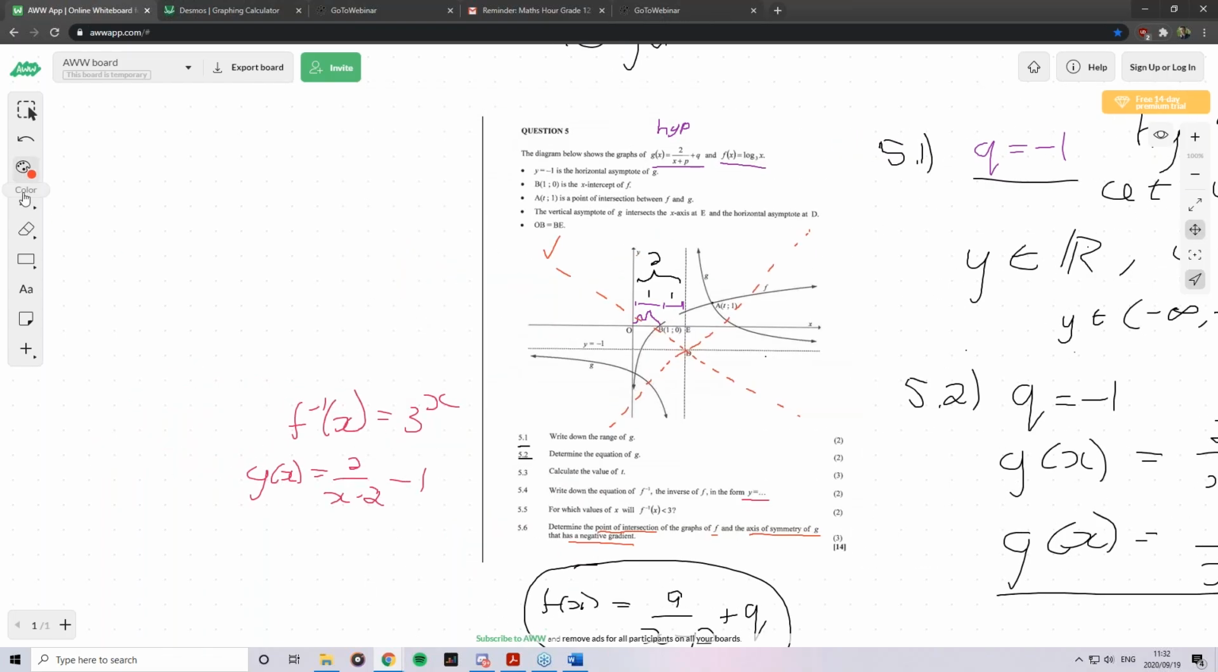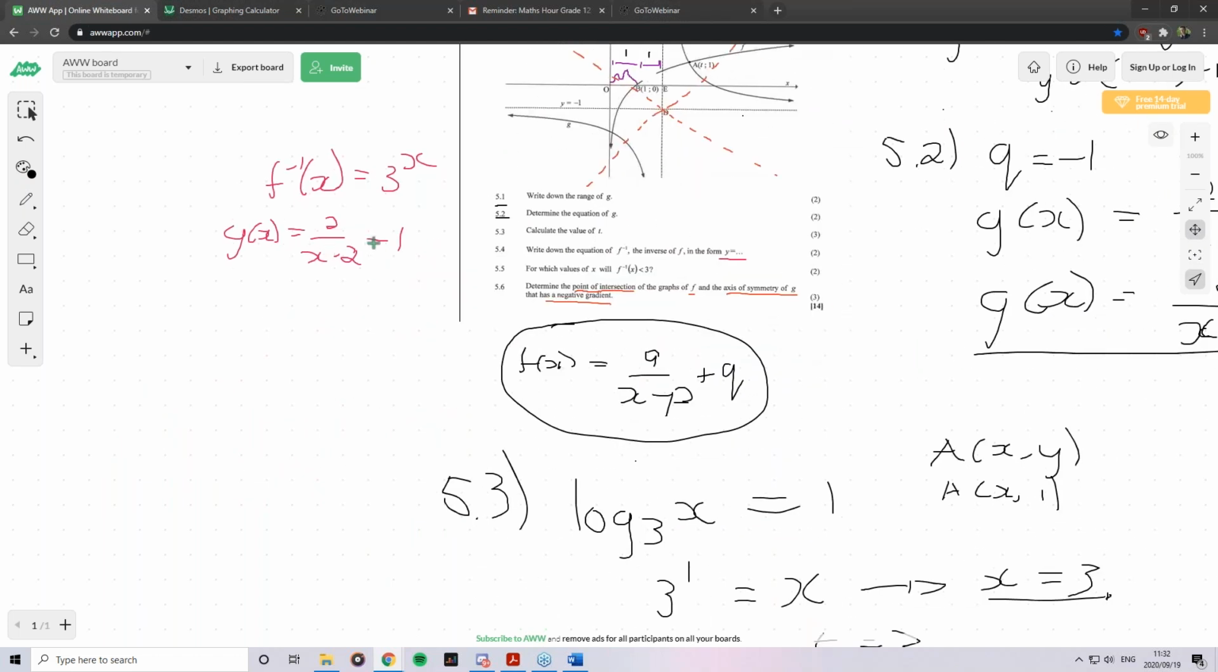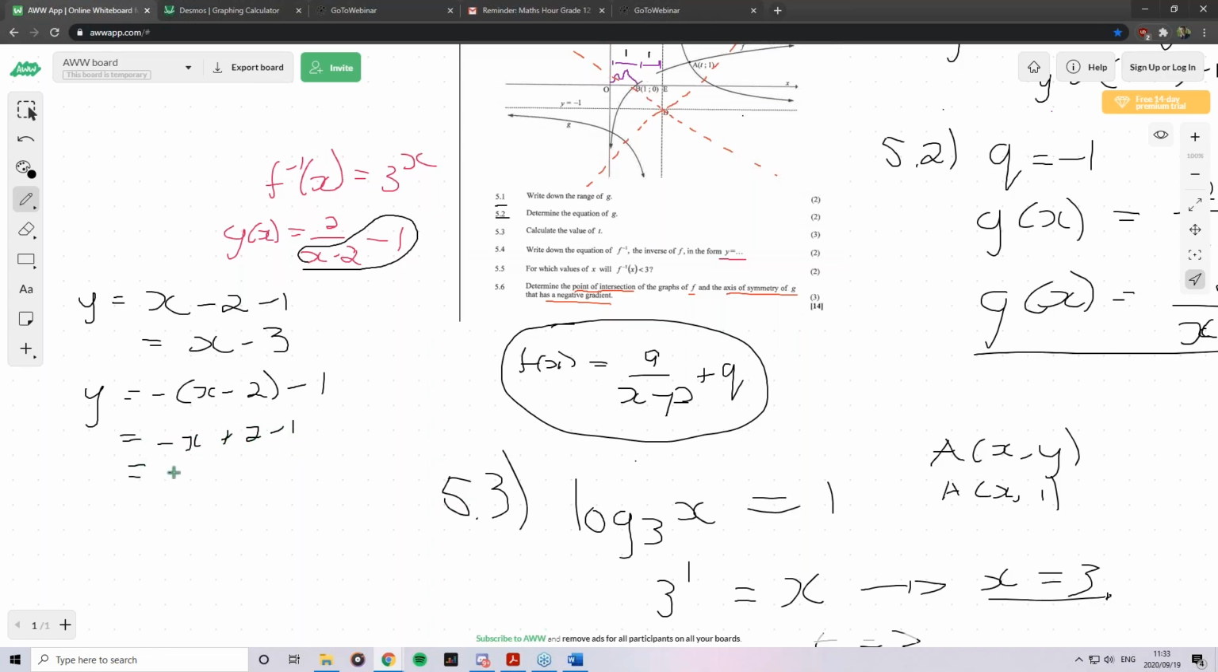Now, something really important: if g(x) is equal to 2 over x minus 2, minus 1, there's a shortcut method to find its axes of symmetry. The axis of symmetry is y equals x minus 2 minus 1, which is x minus 3. This is the one with the positive gradient. Or we take minus x minus 2 minus 1. These are your two equations for your two axes of symmetry. When you solve this, we have minus x plus 2 minus 1, so minus x plus 1. So these are our two axes of symmetry.